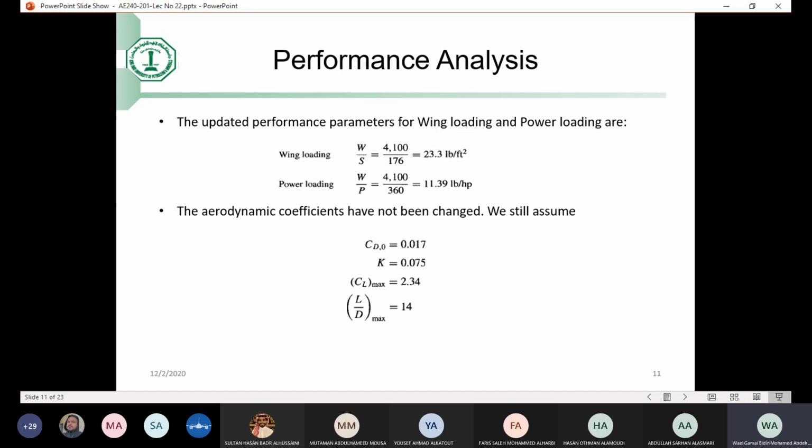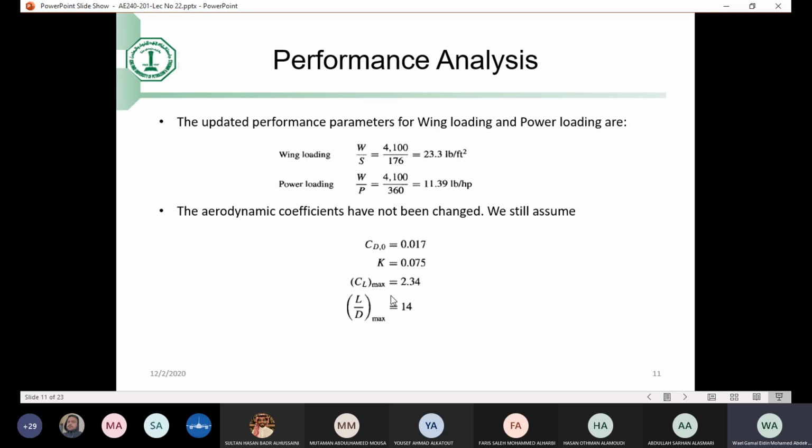And I consistently warned you not to do things by hand and calculator because we are not going to do it once. We're going to do it more than once. So the new wing loading, because of the new weight, and the new power loading change, but the aerodynamics numbers will not change. These are CD0, K, CLmax. They have nothing to do with the weight. So these are still the same.